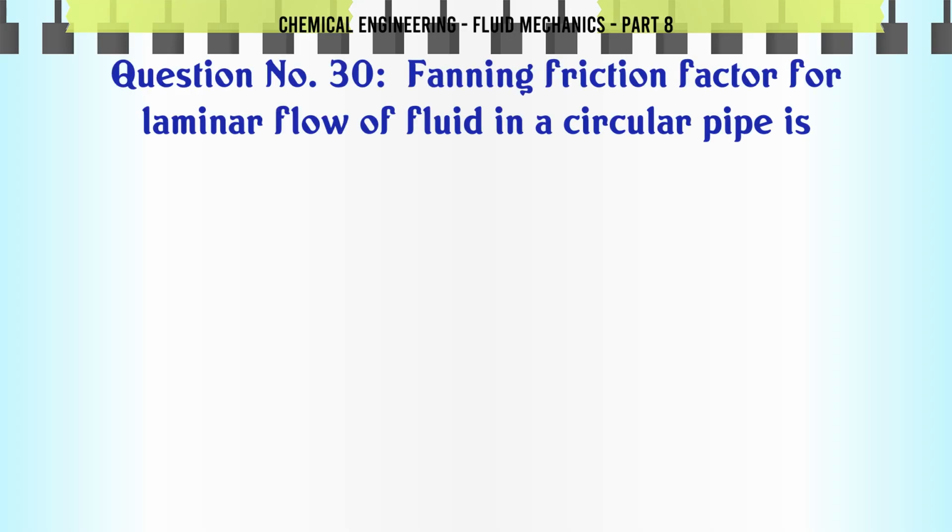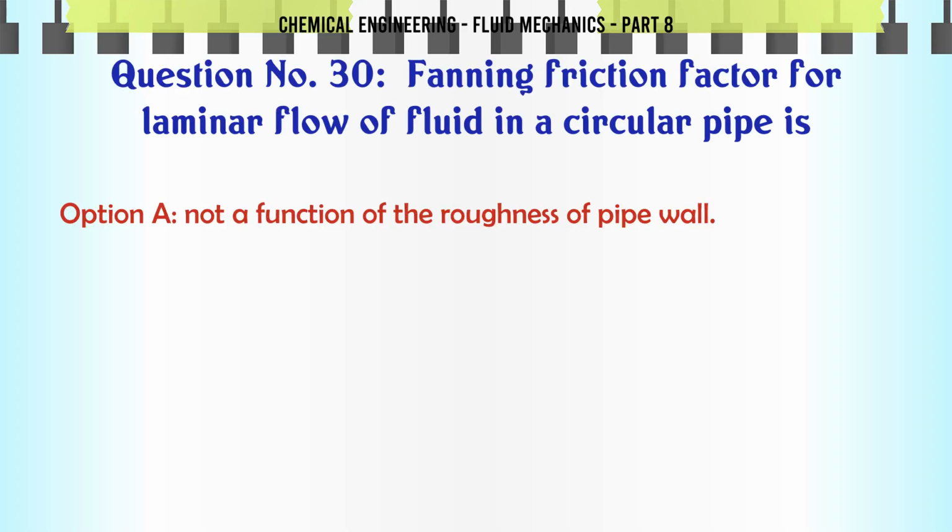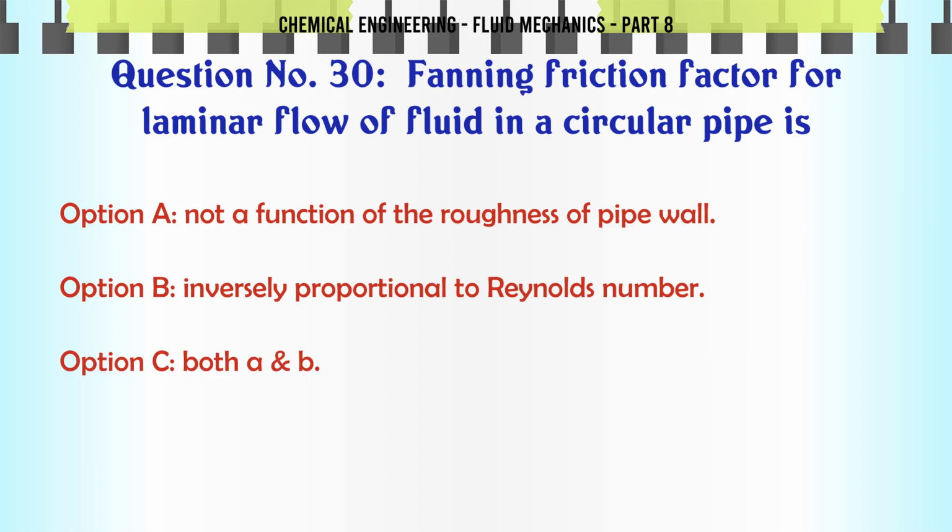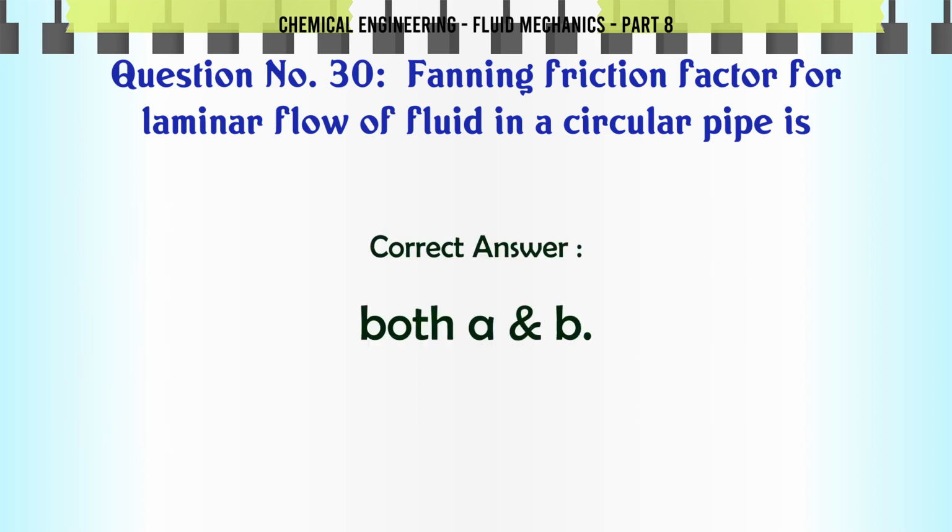Fanning friction factor for laminar flow of fluid in a circular pipe is A. Not a function of the roughness of pipe wall, B. Inversely proportional to Reynolds number, C. Both A and B, D. Neither A nor B. The correct answer is both A and B.